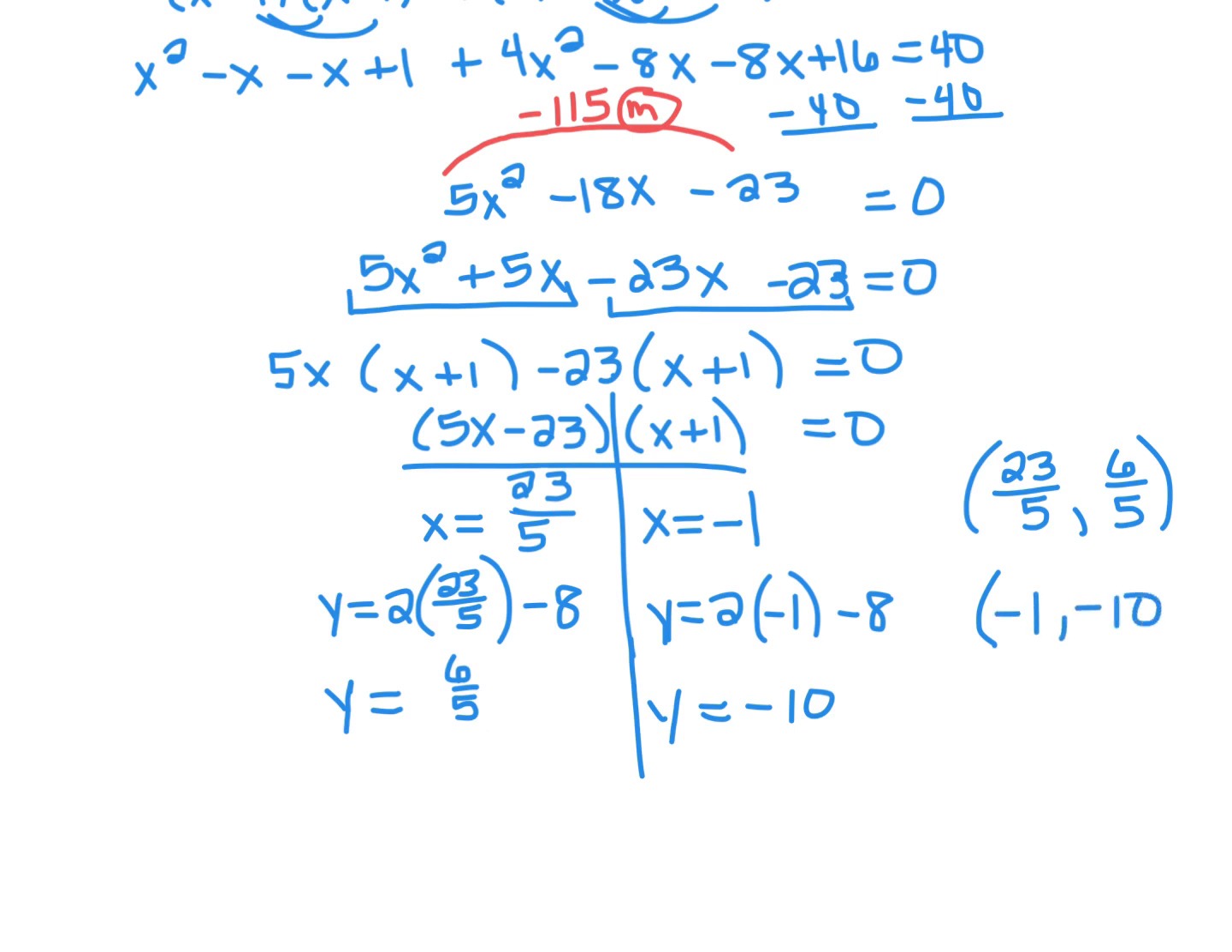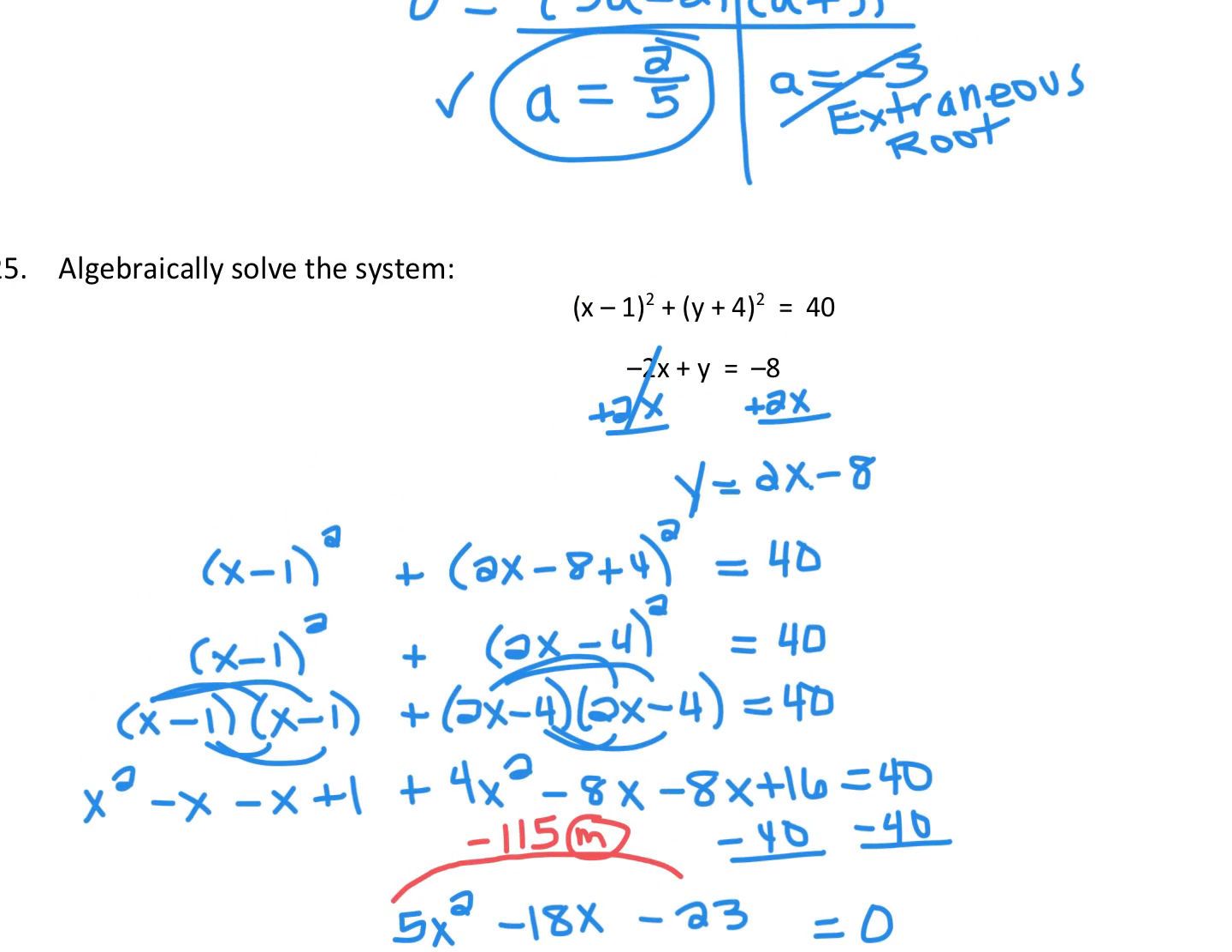And if you wanted to check, you could substitute in either one of these 2 points. Actually, you should do both of them, but one at a time. Back into our original equations up here, and each coordinate should check out in both of the 2 equations.